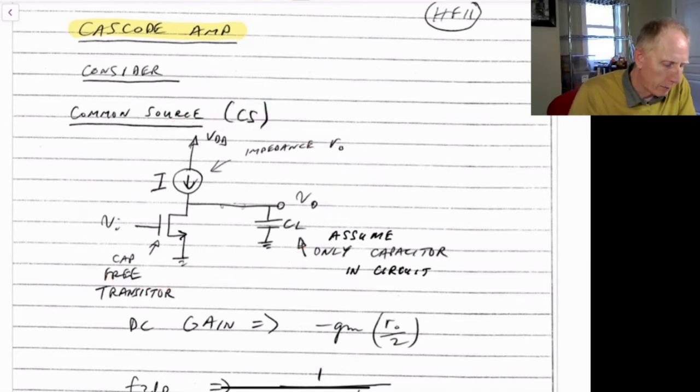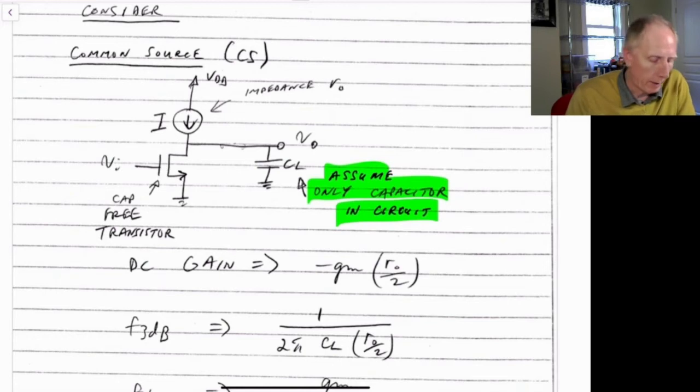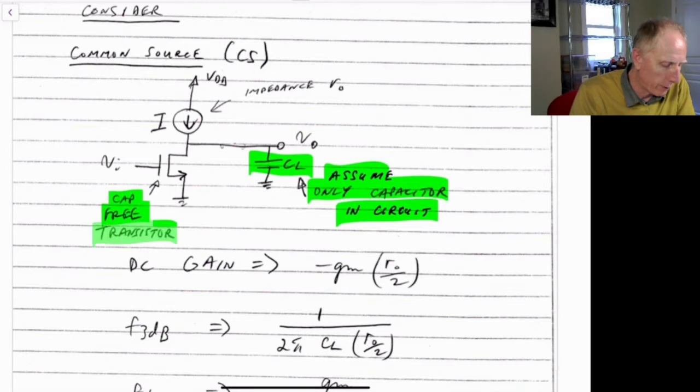But the difference now is we're going to assume that we only have one capacitor in the whole circuit, and that is C_L, just to make our equations a little bit easier to work with, so we don't have to worry about the Miller effect and things. So we'll assume this transistor is a capacitor-free transistor, and that C_L is limiting our high-frequency performance. Things would work almost the same if I didn't make this assumption, but we'll see this in a second.